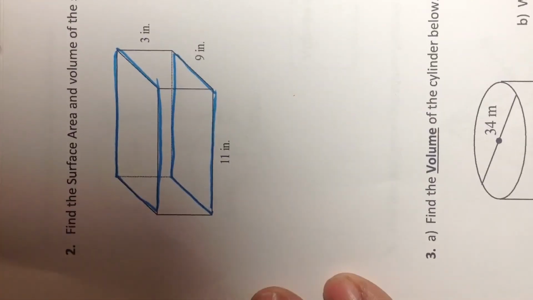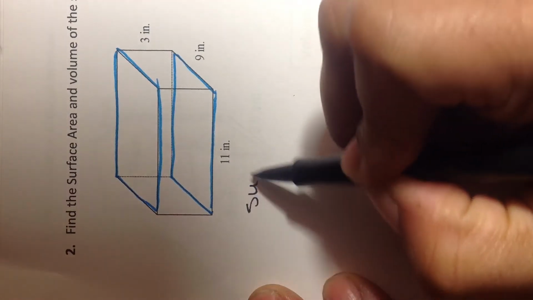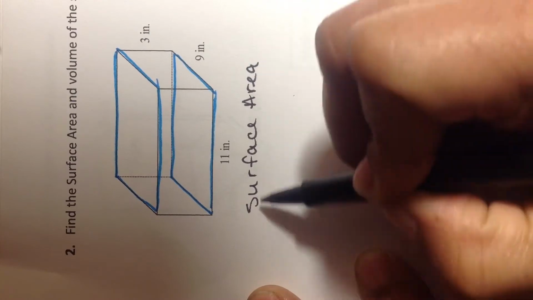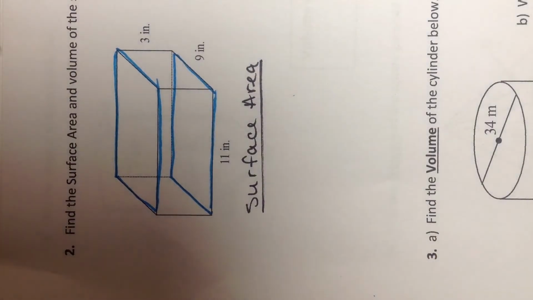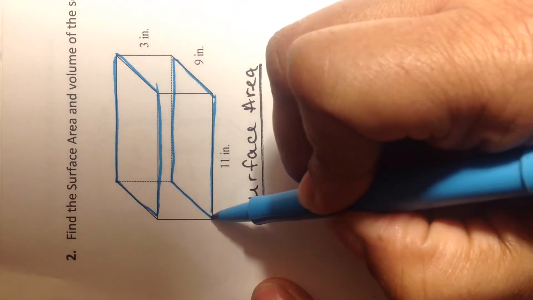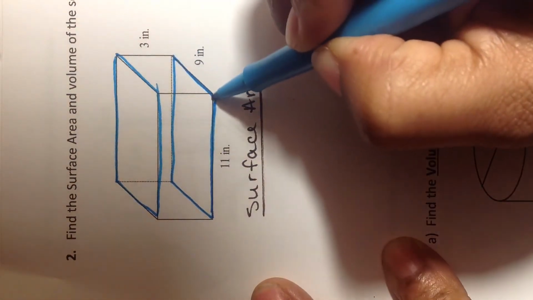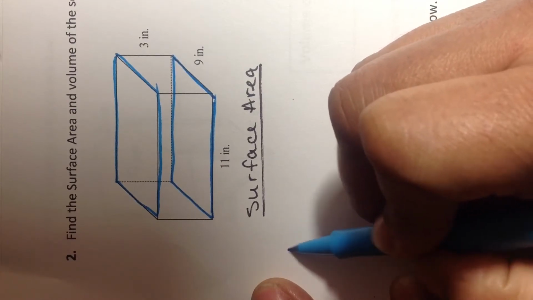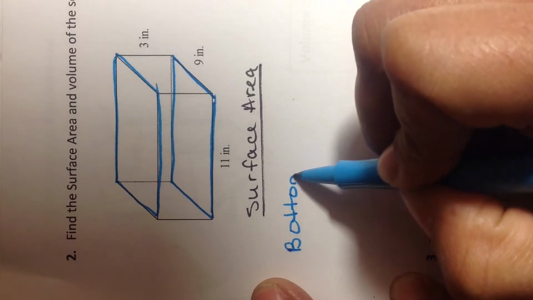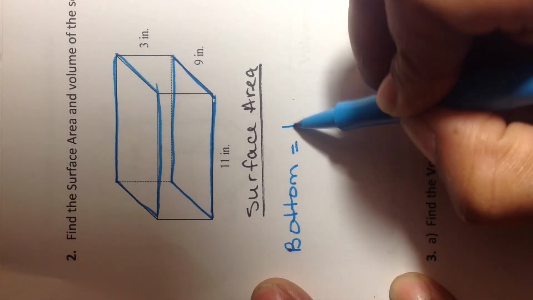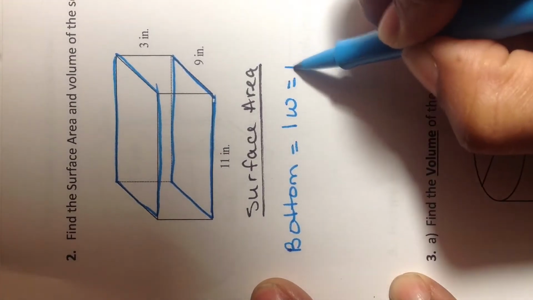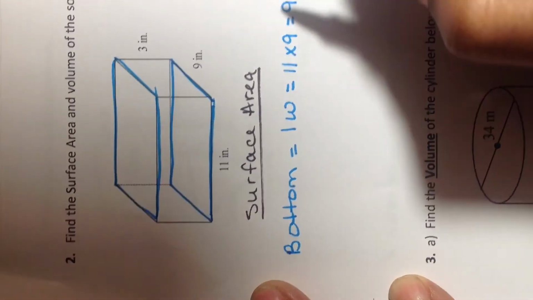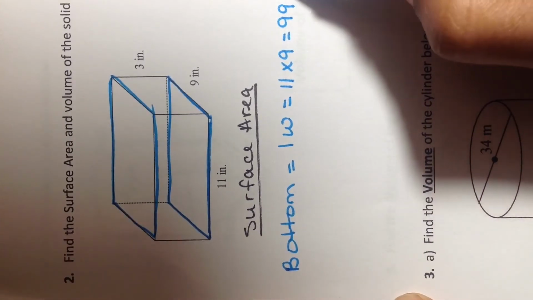So let's write it down here. So surface area. Area of my bases, and they're rectangles, and I see that they are 11 by 9. So the area of my bottom is a rectangle, so it's length times width. So it's 11 times 9, which gives me 99. These are in inches, so it's inches squared.